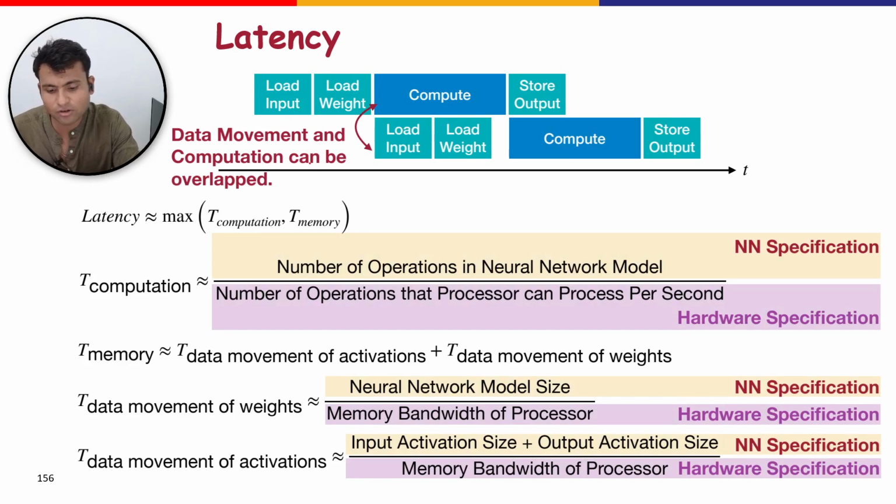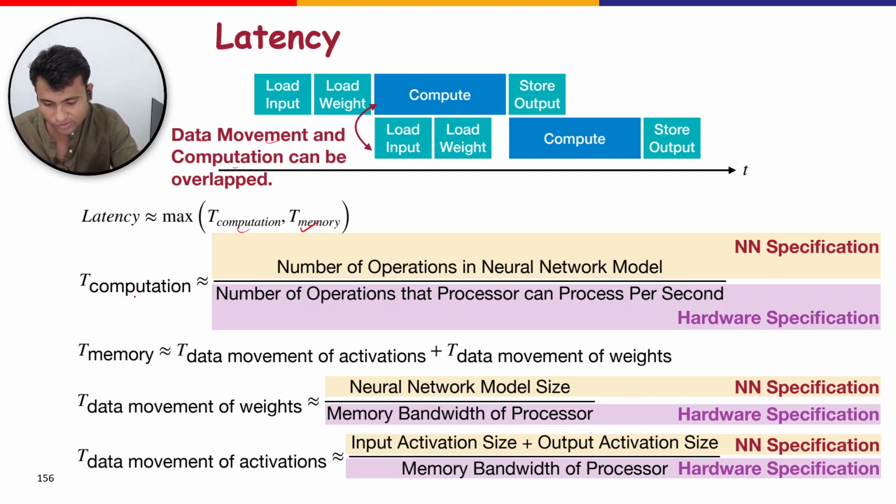So data movement and computation can be overlapped. This is something we need to understand, and therefore the latency is the max of whichever takes more time. If loading, the memory operations, takes more time, then we take this as the latency, and if the computation takes more time, then we take the computation as the latency, right? This is talking about a particular scenario when data movement and computation are overlapped. It entirely depends on your design structure, but this is the general case which we follow.